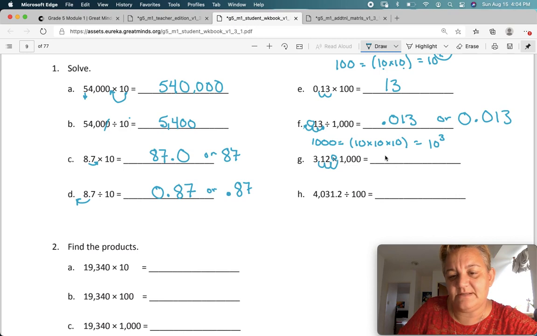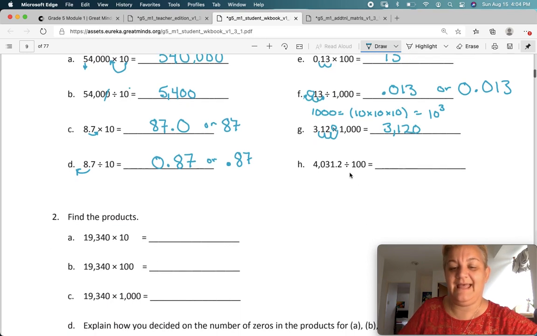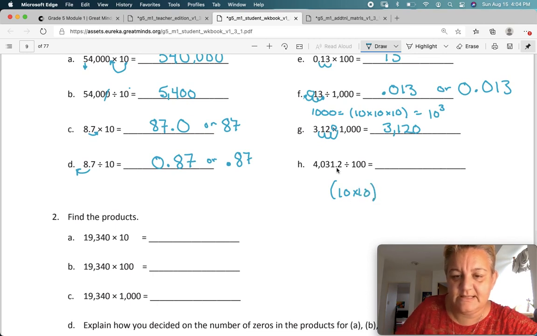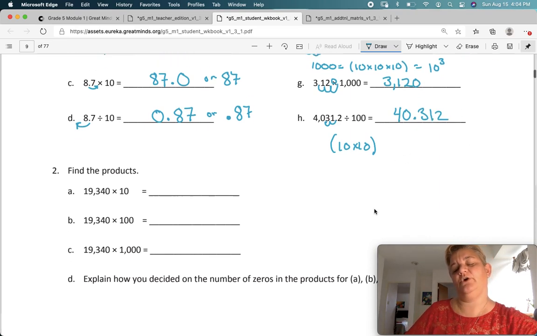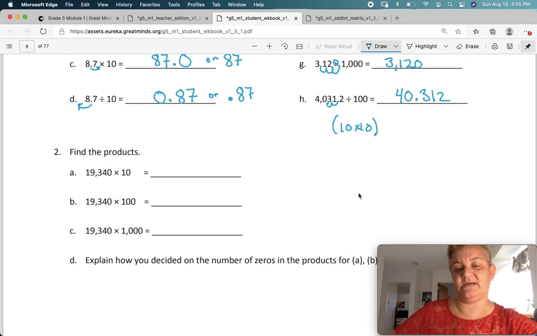So 3,120. All right. And now I'm dividing by 100, and 100 is just 10 times 10. So that's 2 spaces. And I'm making the number smaller, so my spaces are going this way. 1, 2. And my new answer is 40 and 312 thousandths. Okay. Hope you're understanding this place value stuff.